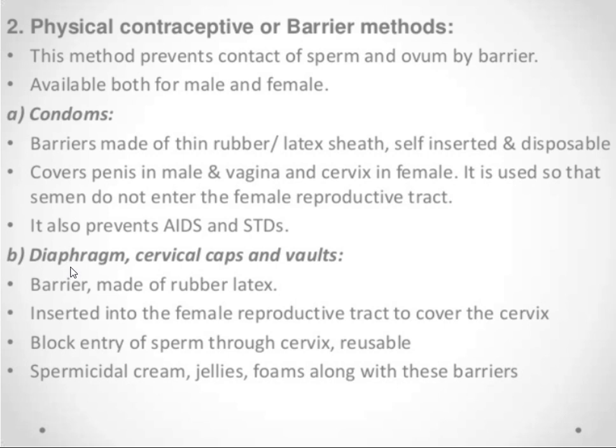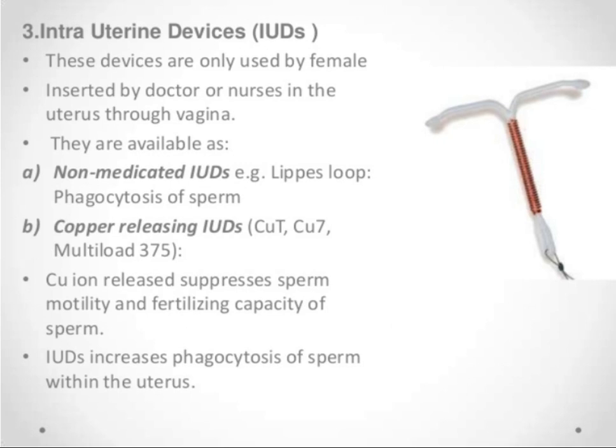Then there is another barrier method or contraceptive, that is diaphragm or cervical caps and walls. Here this is also a barrier. It is made up of rubber latex, and this can be used by females by inserting it into the female reproductive tract to cover the cervix, and it blocks the entry of the sperm through the cervix, and it is reusable. There are certain spermicidal creams or jellies that kill the sperms after insemination. Also foams along with these barriers can be used. So these are certain barrier methods.